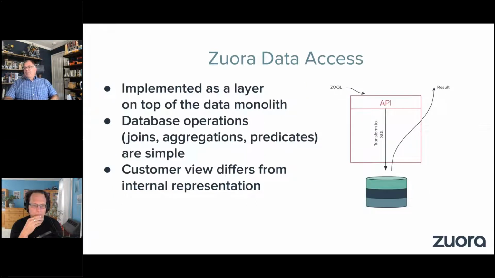The way we built this in the monolith was actually very simple because we had a database. SQL was implemented as a layer on top of our data monolith. When you ran a SQL query against our system, it was transformed into a SQL query. All of the database-like operations that the query language offers, like joins, aggregations, predicates, we literally gave to the database and said, hey, you take care of this. And then we send the resulting data back to the customer as the output of the API calls.